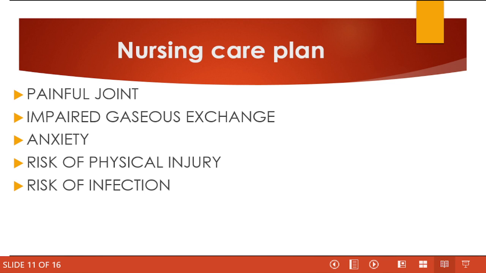Lastly, our evaluation. The patient has been prevented from acquiring physical injury throughout hospitalization, all right, evidenced by absence of any deformities. Lastly, we look at the risk of infection. Risk of infection is due to hospitalization. That is our nursing diagnosis. Our goal, the patient will be prevented from acquiring hospital-acquired infections throughout hospitalization.